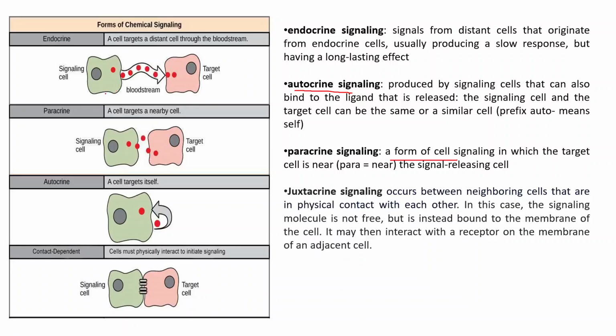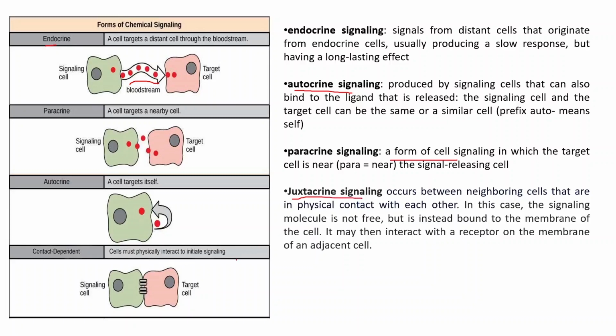Whereas the third signaling is endocrine signaling. In endocrine signaling both cells are far from each other, and the signal molecule will reach the target cell via the blood stream. So both cells are far from each other and the signal molecule goes by blood stream to the target cell. This kind of signaling is called endocrine signaling. These three are the major types of cell signaling, and apart from that there is another kind of signaling called juxtacrine signaling.